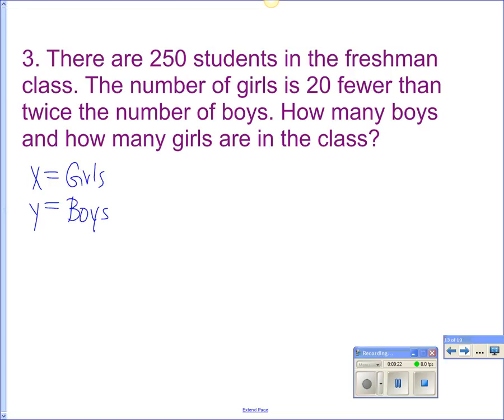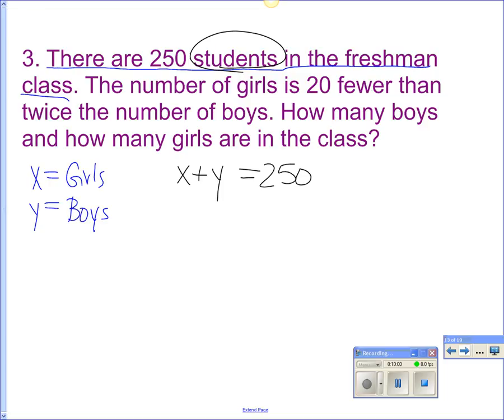Okay, let's look at this first sentence. There are 250 students in the freshman class. What's another way to say that? There's a total of 250, so that would be equals 250. Well, who are these students? How could you describe these students? They're girls and boys. Okay, so when I put the girls and boys together, there's 250 of them. How can I put these together mathematically? What would I put? X plus y. Okay, so together there's 250 of them.